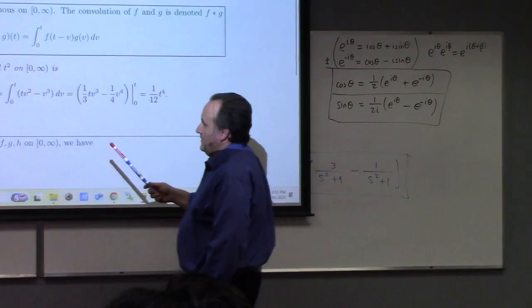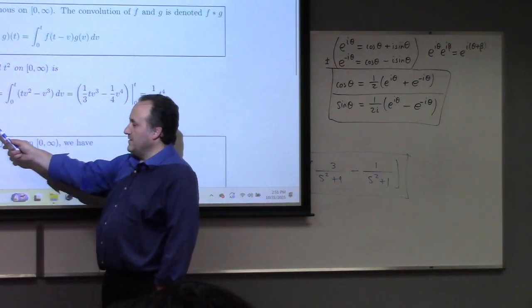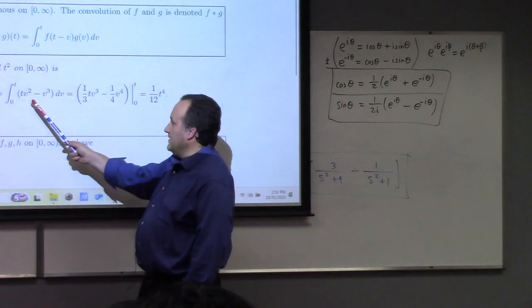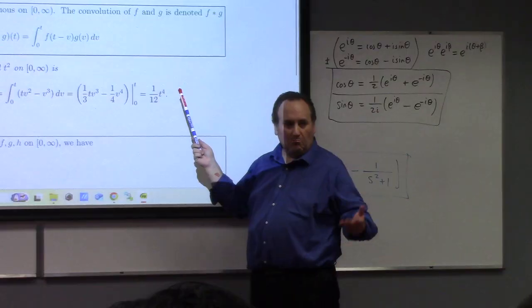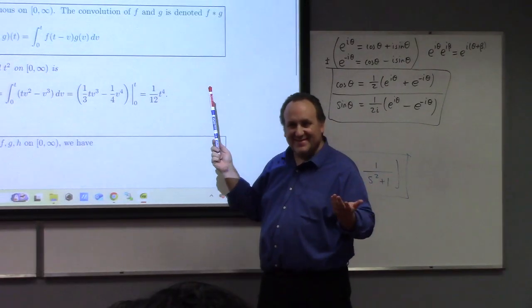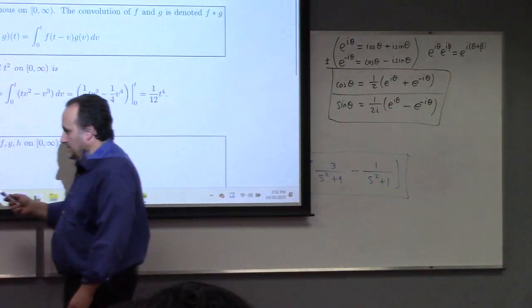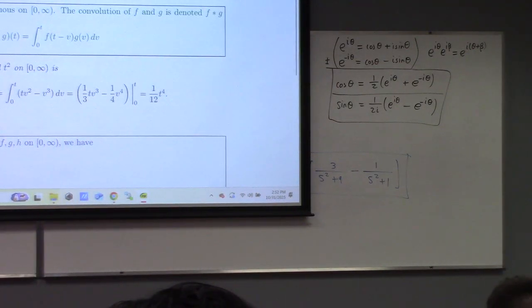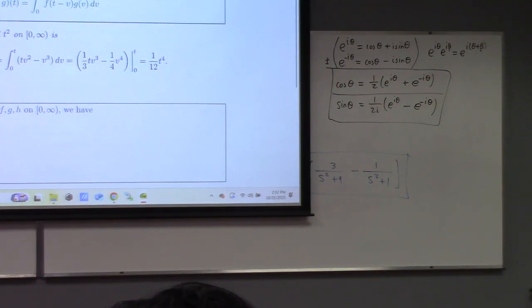So for example, if you calculate the convolution of t and t squared, you're doing this integral, and lo and behold, it turns out it's 1/12 t to the fourth. The properties of convolution are some nice properties. It's commutative. It's distributive across addition. It's associative, which is super nice, right?